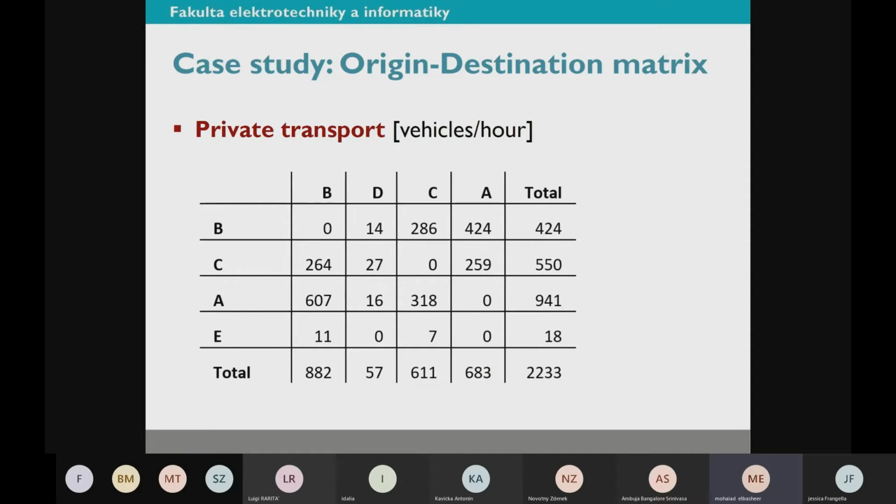Of course, a lot of parameters have to be set up for the simulation model. Here is just one example. You can see here the origin destination matrix for private transport, where the flows between selected points of the network are presented. The values here reflect the number of vehicles per hour within the frame of those flows.